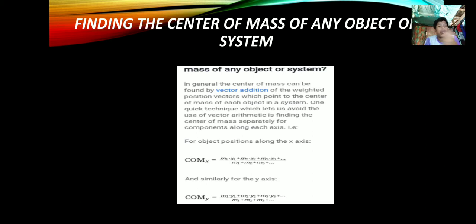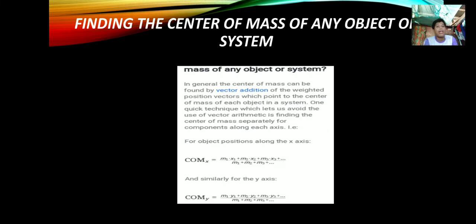for objects with positions along the x-axis, we have the formula: center of mass sub x is equal to mass sub 1 times x sub 1, plus mass sub 2 times x sub 2, plus mass sub 3 times x sub 3, and so on, all over mass sub 1 plus mass sub 2 plus mass sub 3 and so on.